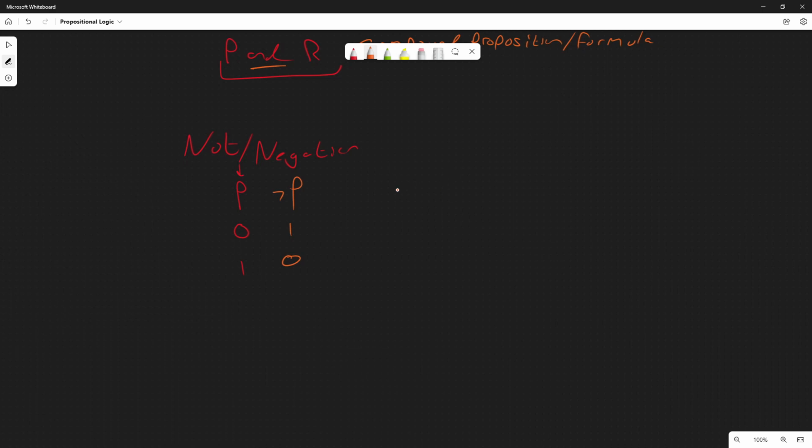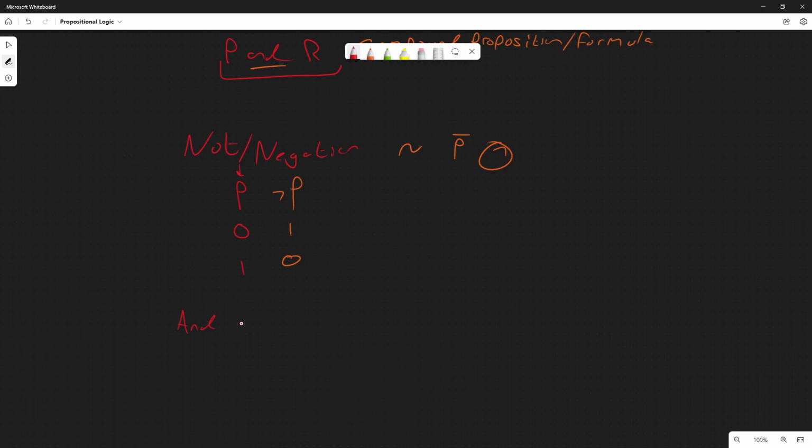And there are other symbols you can use for this. This is one of them. Sometimes you'll have P hat. But most common, and the one I prefer most, is this symbol here, which on a keyboard is usually to the left of the 1 on a British keyboard. So that is not. Let's move forward now to, as I mentioned before, and.